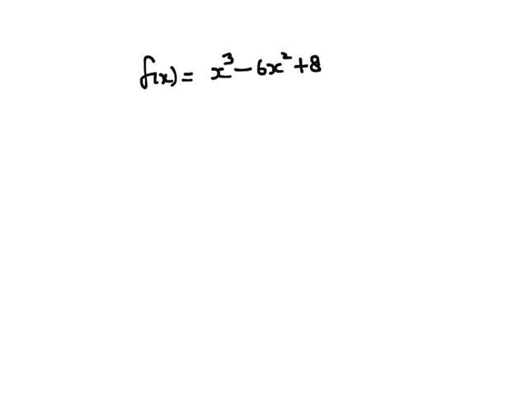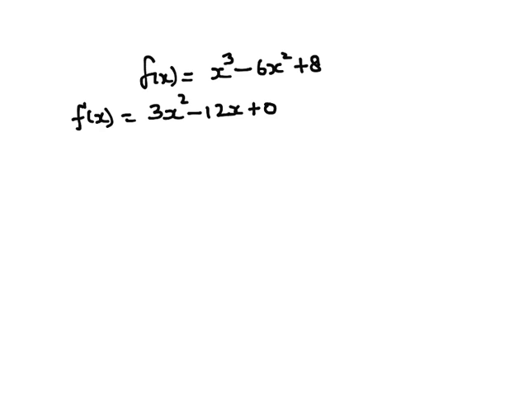So let us solve another problem now. If f of x is equal to x cubed minus 6x squared plus 8, I want to find the local maximum or minimum values, if they exist, using the second derivative test. So first let me find the first derivative. f dash of x equals 3x squared minus 12x plus 0. Right? This is the first derivative.